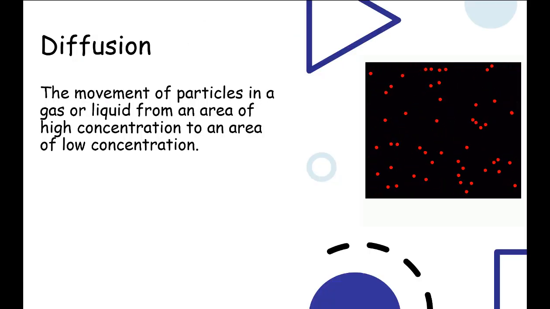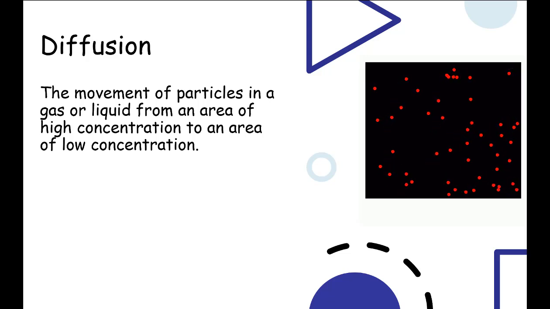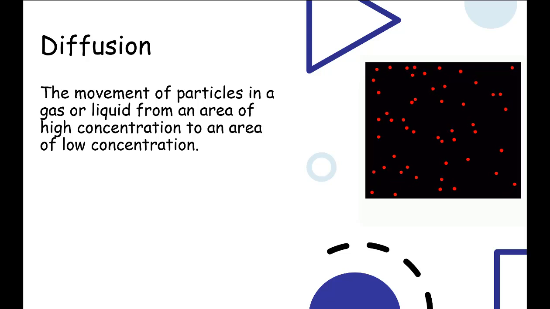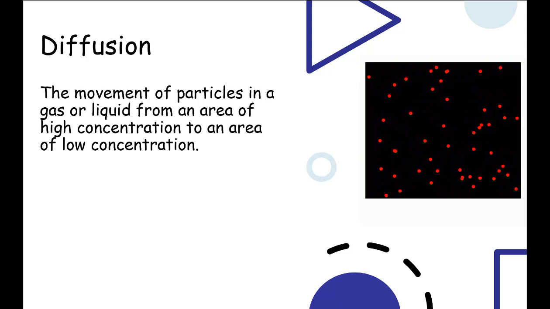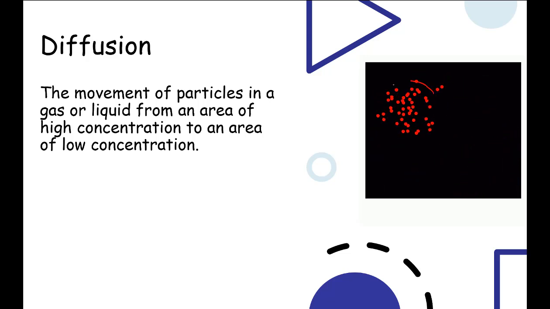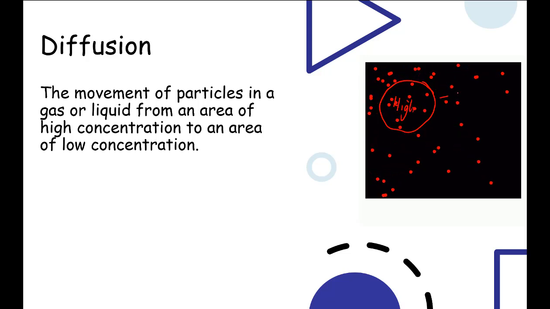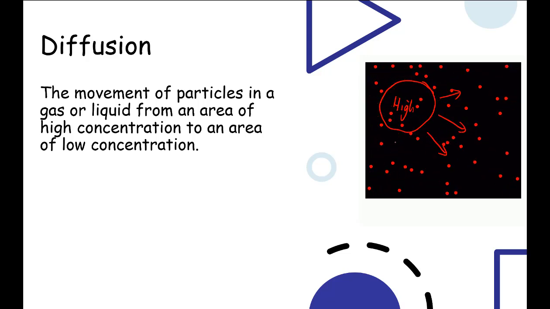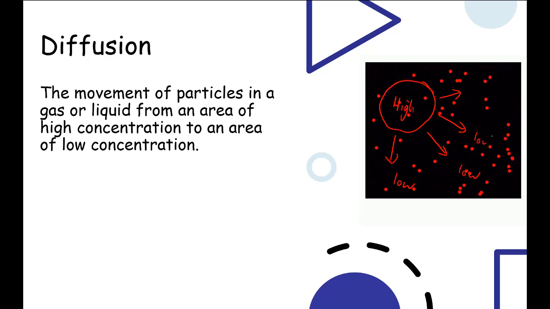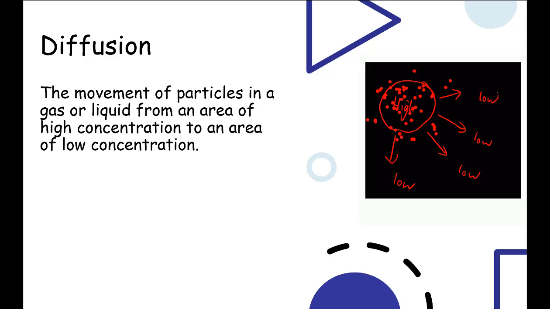Now another really important concept here is diffusion. So we looked at diffusion in a previous topic in cells, and we said it was the movement of particles in a gas or liquid from an area of high concentration to an area of low concentration. So in this little animation at the side, what we can see is that all the particles start off in this area where they were in high concentration, and they spread out all over the place to areas of low concentration until they're pretty much evenly spread out.